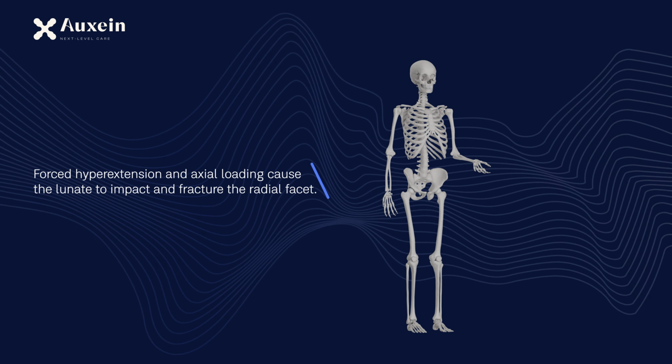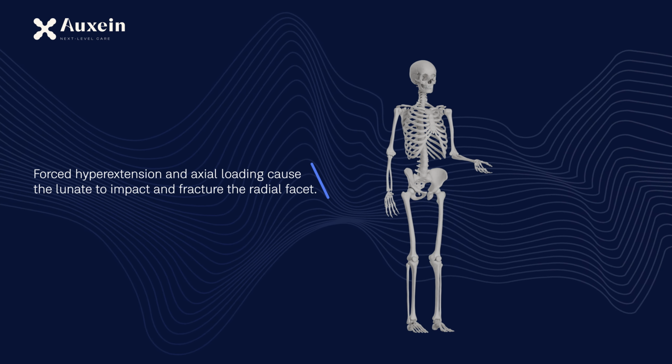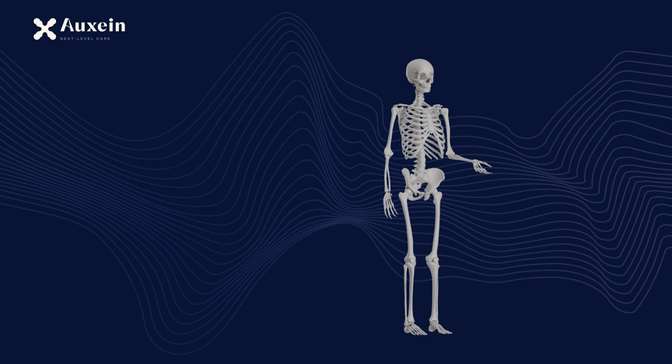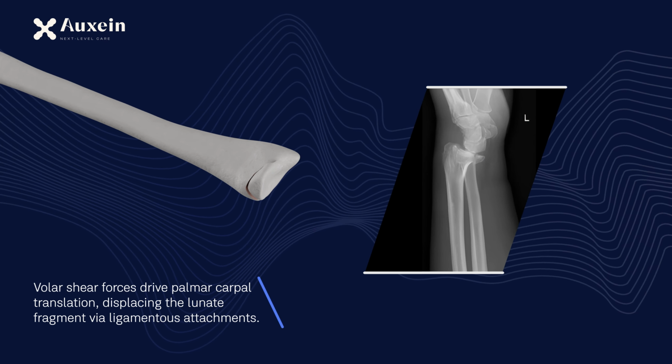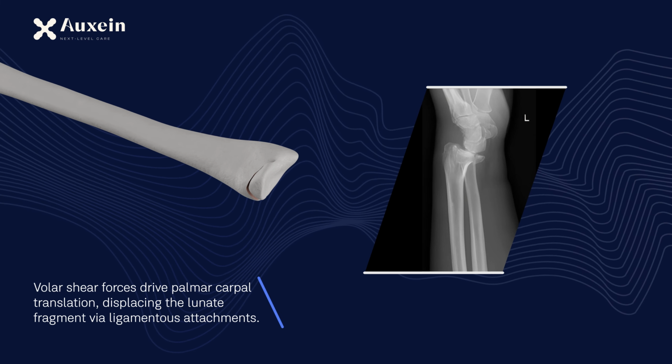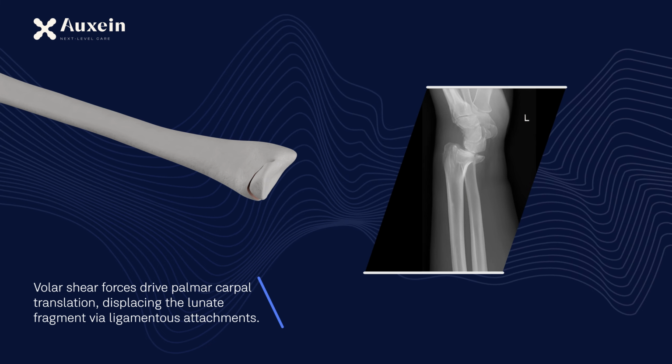Forced hyperextension and axial loading cause the lunate to impact and fracture the radial facet. Volar shear forces drive palmar carpal translation, displacing the lunate fragment via ligamentous attachments.